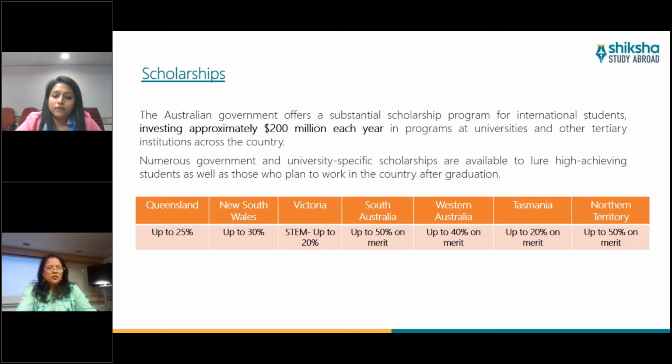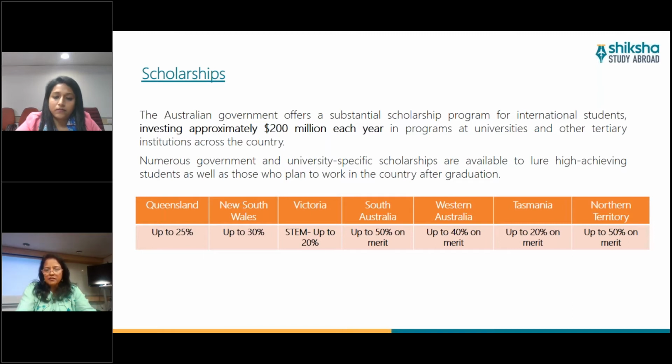International scholarships are further bifurcated into the different states. Each state offers various scholarships to meritorious students under various categories. Queensland offers up to 25% of the scholarship. New South Wales again offers up to 30% of the scholarships to students. Victoria offers merit scholarships as well as STEM scholarships up to 20%.